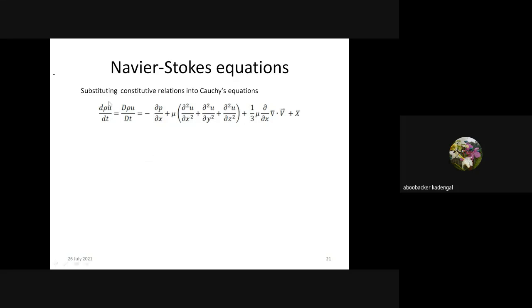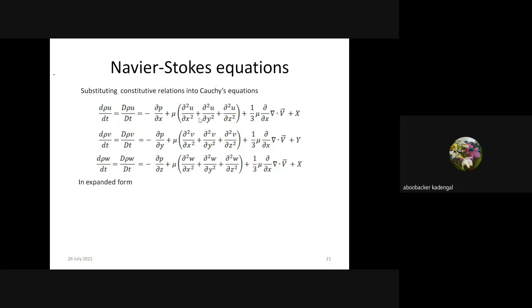So that is d by dt of rho u, the total or substantial differential. Once we expand, we have the local and convective terms in this. So this is the source, the pressure or normal pressure term, and this comes from the viscosity term. Once we substitute that quantitative relation into the Euler equation and simplify, we will get this, and this is called the Navier-Stokes equation. In three directions, we have three of these.